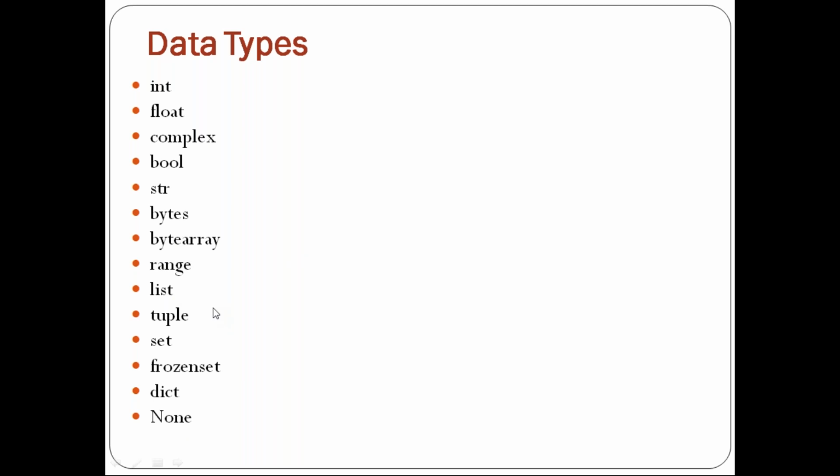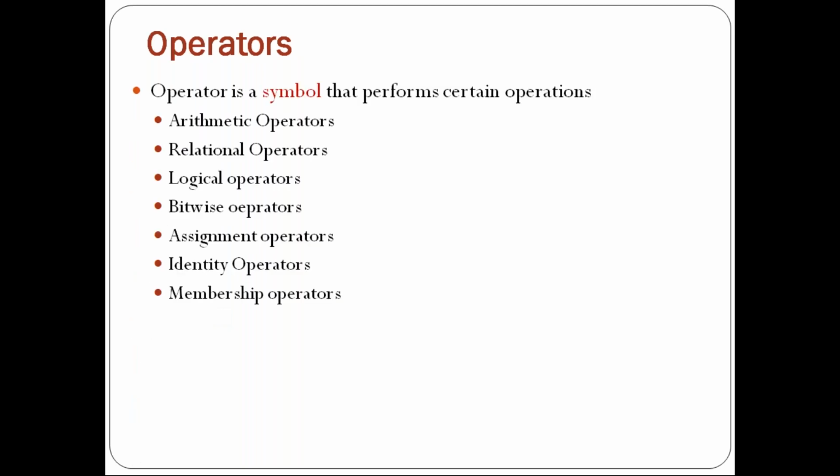Here, list, tuple, set, frozen set, dictionary are going to be iterables. These are going to be sequence types. And an operator is nothing but a symbol which will have a specific meaning for doing the computation. Example, plus is a symbol which will be used for doing the addition. Minus is a symbol which will be used for doing the subtraction.